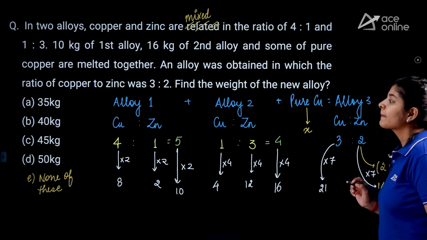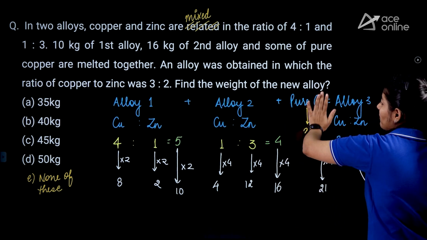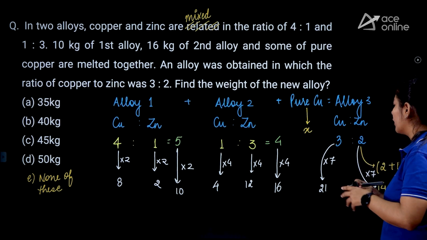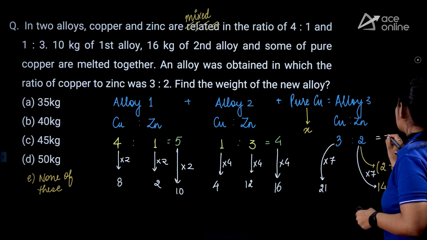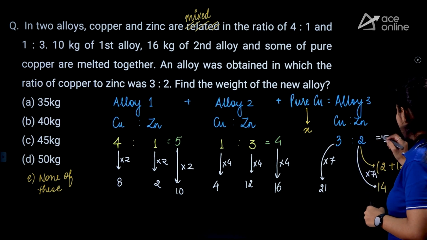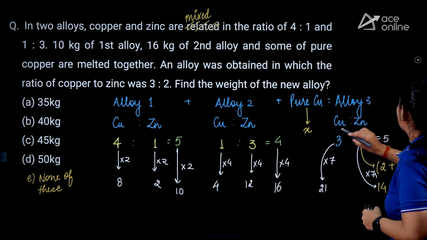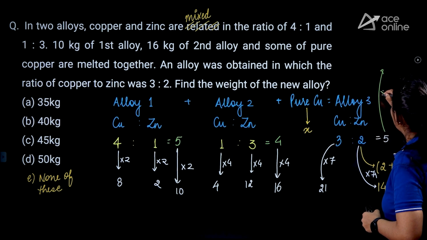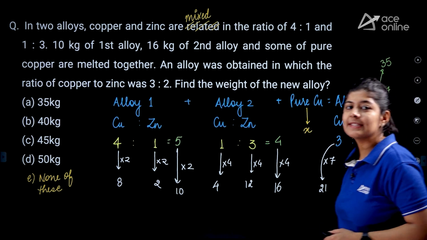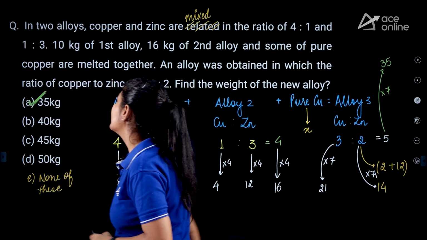So without determining the value of pure copper, we can easily determine the weight of the new alloy, because we know that this is total 5. When this value is a multiple of 7, this value is also a multiple of 7. When I multiply this by 7, I get my answer as 35. That means option number A is correct.